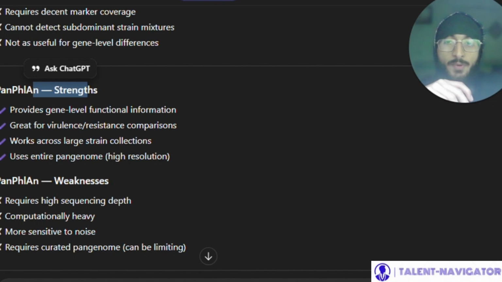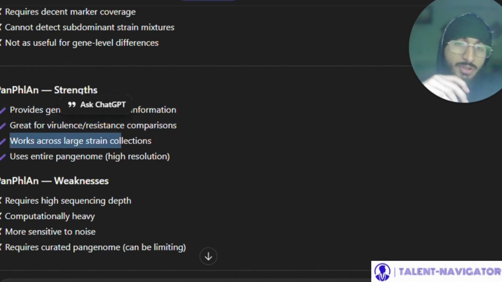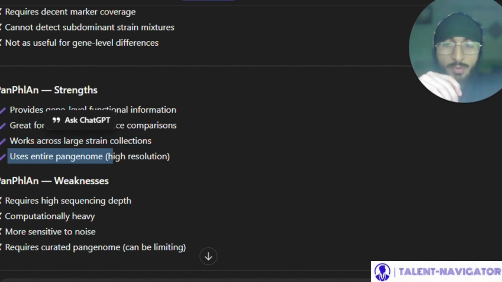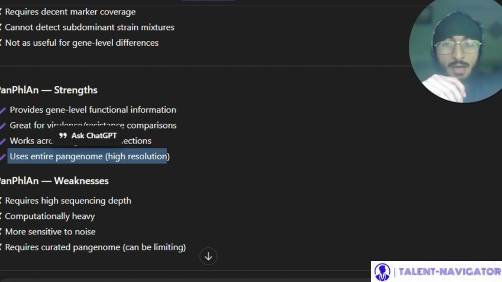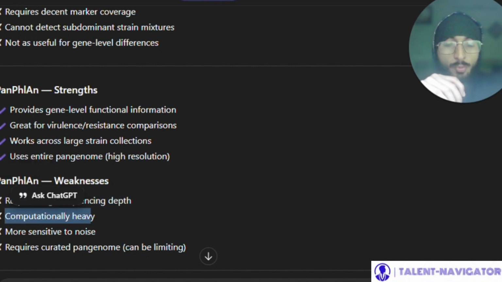Now for PanPhlAn, it provides gene-level functional information, great for virulence or resistance comparisons, works across large strain collections, and uses the entire pangenome at high resolution. However, it basically requires high sequencing depth, that is a limitation. It is computationally heavy, more sensitive to noise, and requires a curated pangenome, which can be limiting.